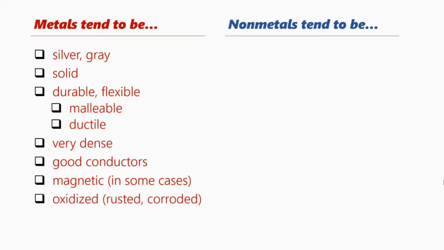Okay. And metals also tend to oxidize or rust or corrode. If you see some stuff on the surface that is discolored or seems to have a different texture, it's kind of rough, it takes away some of the shininess of the metal, then that's a good sign that you're dealing with a metal. You're dealing with an element that is a metal.